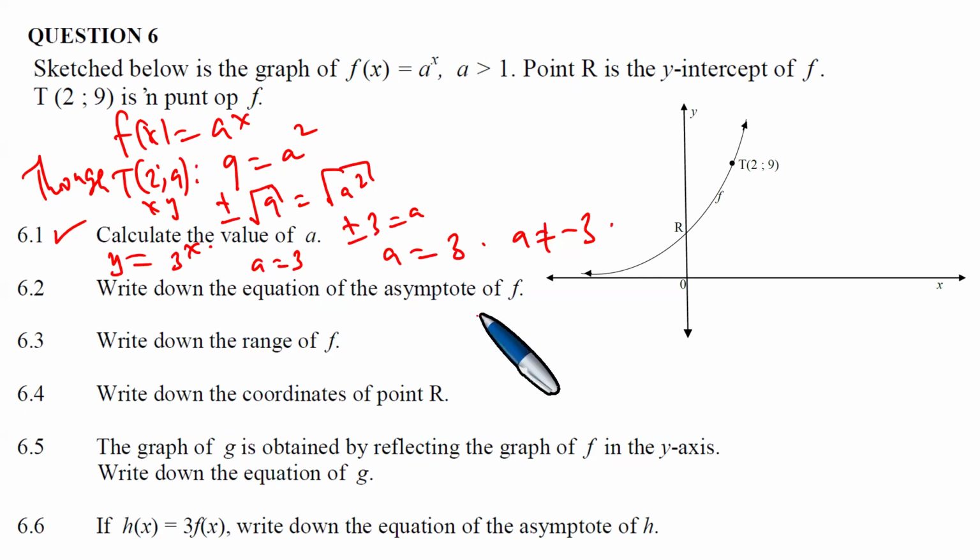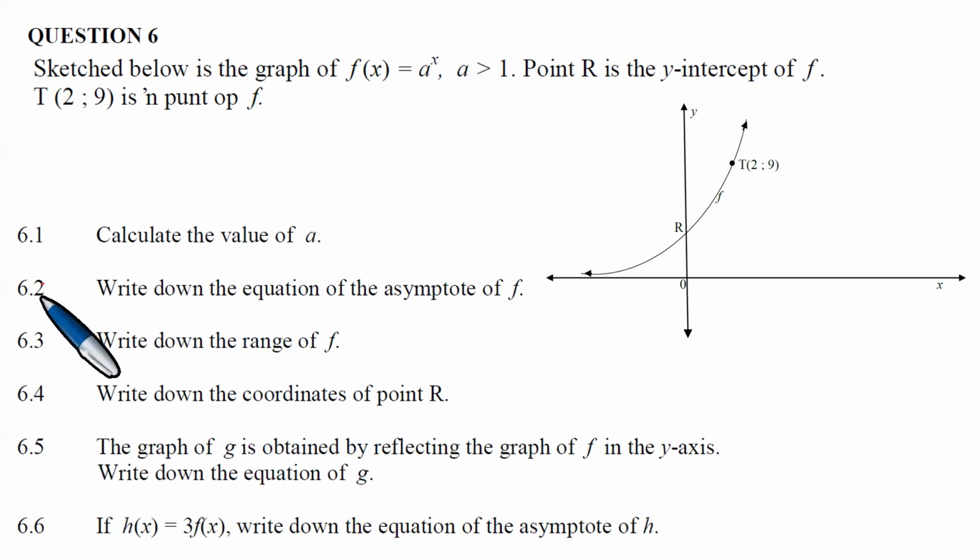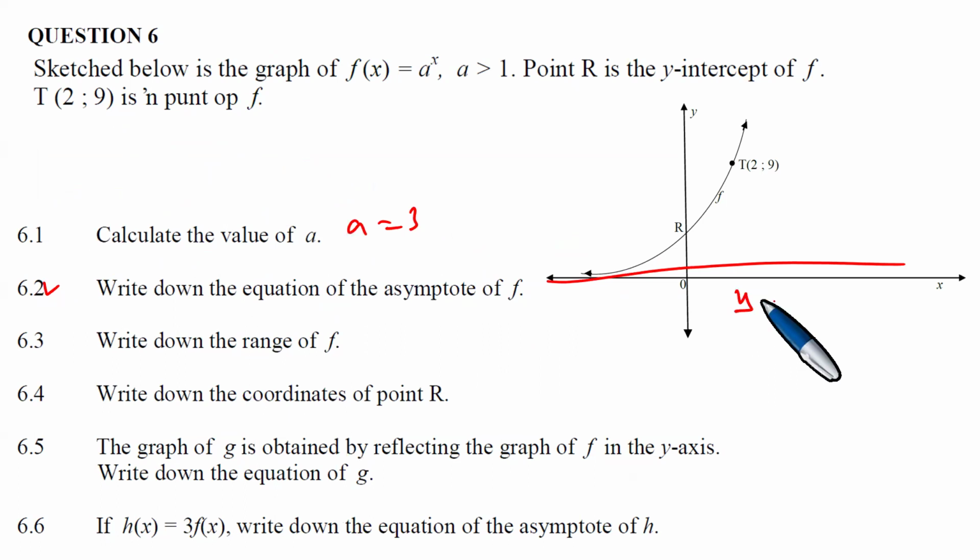Write down the equation of the asymptote of f. So in 6.2 right now, if we agree that a is 3, what is the equation of the asymptote? It is this guy here, and it is exactly y equals 0. It is exactly y equals 0. That is the asymptote of the function.